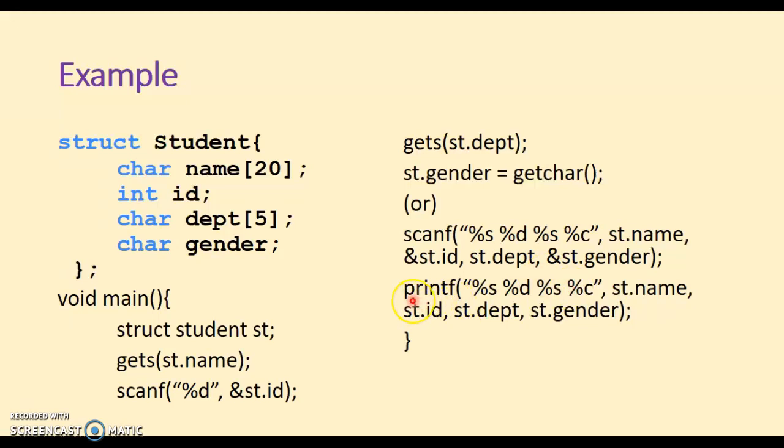Followed by, we can print all the details which we have read earlier by using printf %s %d %s %c. st dot name, because st dot name is a string, so %s, followed by st dot id, %d, this is an integer, followed by department is a string, followed by gender is a character. So whatever the type of the field names, field types, we need to use those corresponding format strings. Okay, thank you.